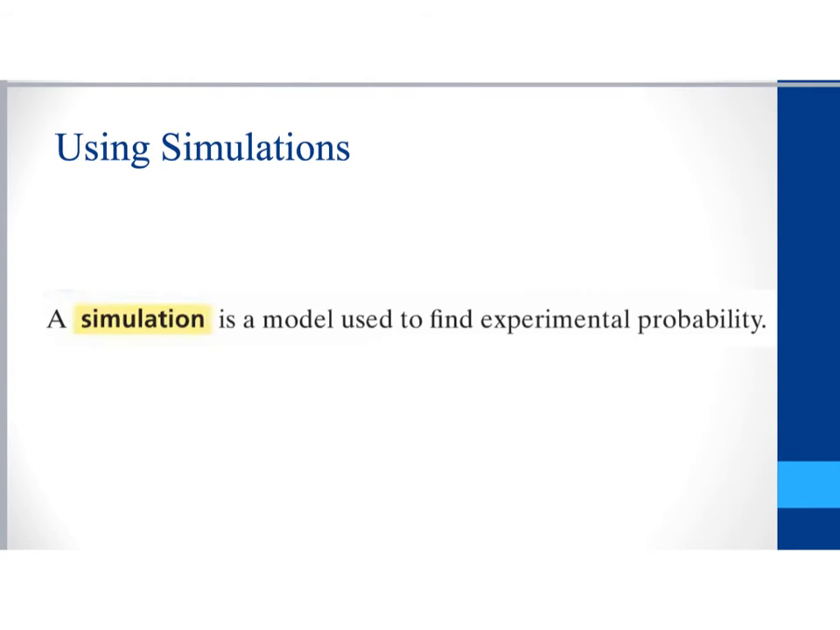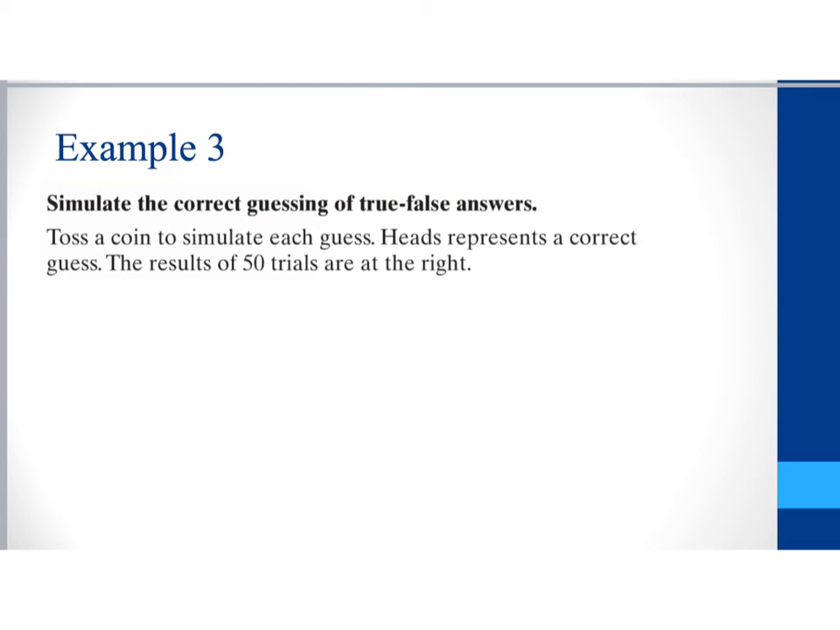Now, the last thing we're going to look at in this section is something called a simulation. We're going to look at how to use those. So a simulation, as you can see, is a model that's used to find the experimental probability. This would be like if you were in a lab setting or setting something up at your kitchen table that you could physically maneuver and do, and then go and calculate the actual probability. So we'll look at an example with that. So our last example says, to simulate the correct guessing of true-false answers. So that's the actual question.